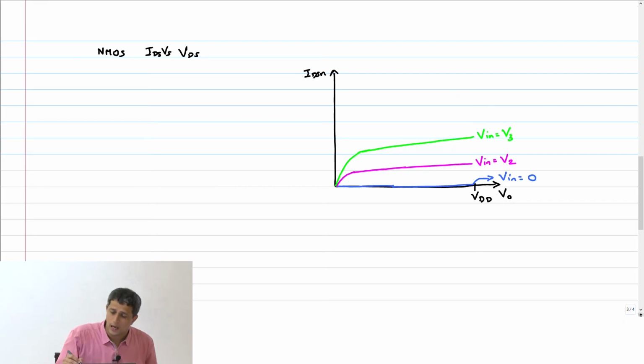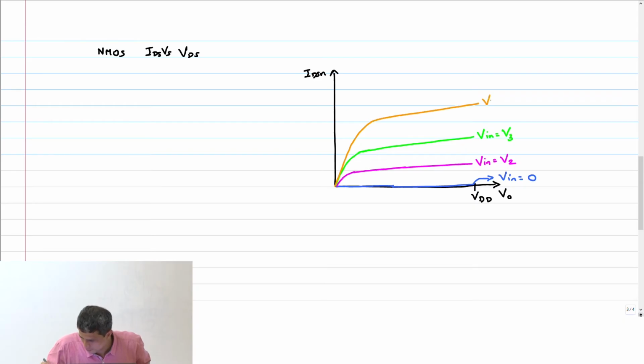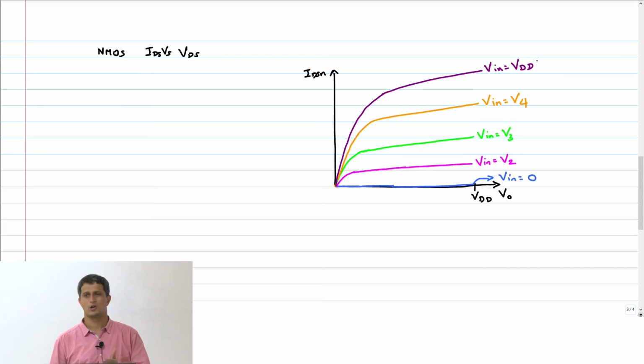Then I am going to assume another color. So let me take this. V in equal to V4. And of course, when V in equal to VDD, I will have the highest possible current through my NMOS transistor. For that I will use blue. V in equals VDD, because that is now V in equal to 0.